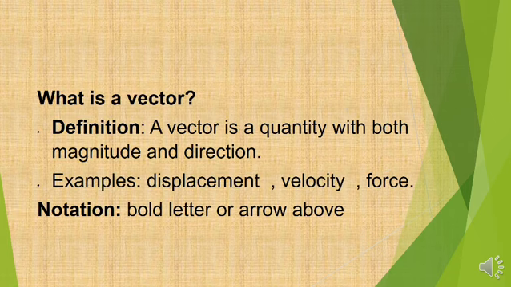What is a vector? A vector is a quantity with both magnitude and direction. Examples are displacement, velocity, force. Basically, a vector is represented by a bold letter or a letter with an arrowhead above.